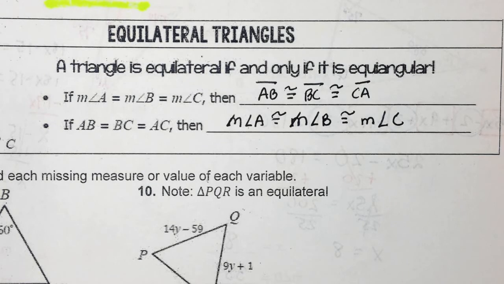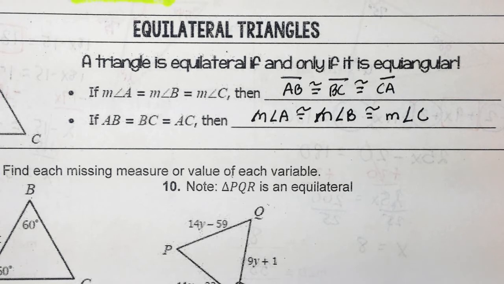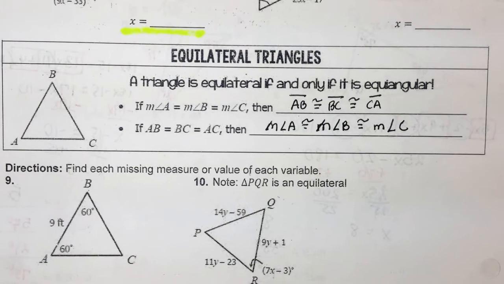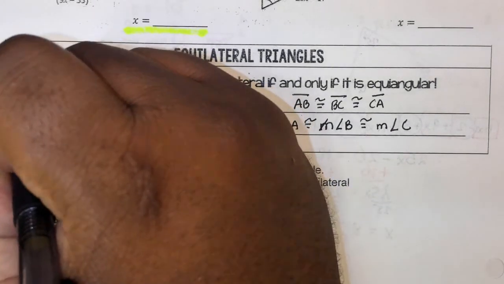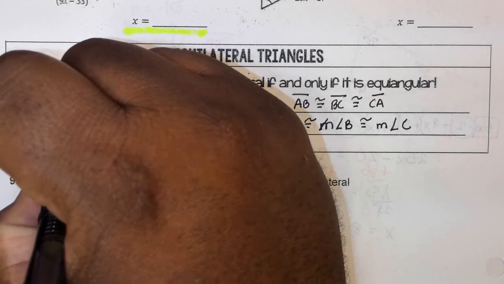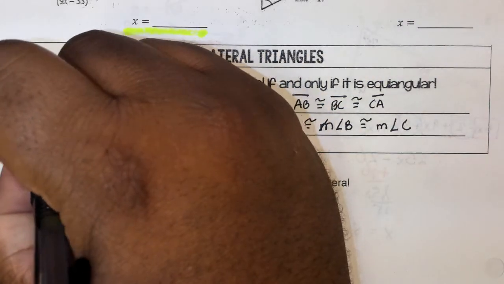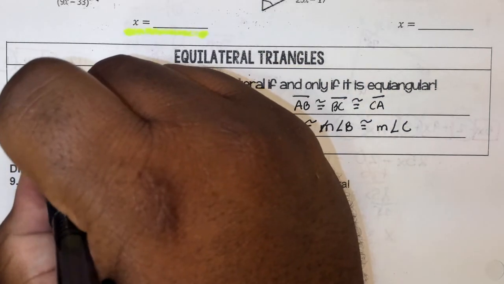Equilateral is the easiest one to deal with. Out to the side here, on your actual equilateral triangle, that means angle A is congruent to angle B, congruent to angle C. And then AB is congruent to BC, which is congruent to CA.